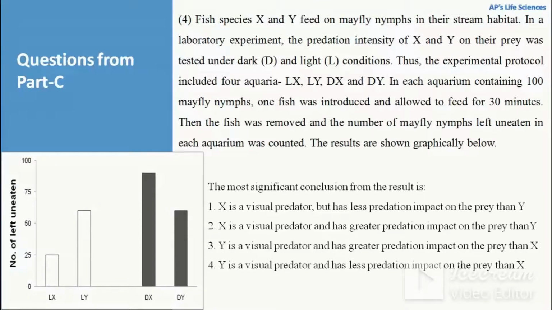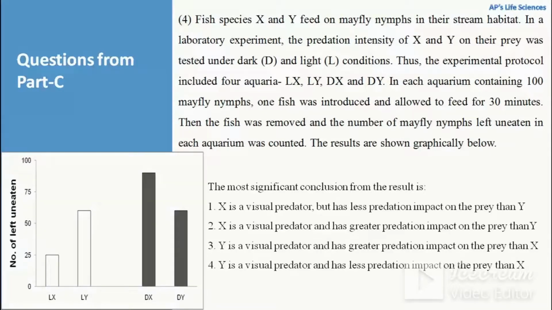So we can apply this understanding to the options. The first option: X is a visual predator but has less predation impact on the prey than Y. Yes, X is a visual predator because in the dark it is unable to predate on the prey, and hence the number left uneaten is higher. But the impact on prey is higher compared to Y, because in the light condition a high number of mayflies are eaten by X as compared to Y. So option 1 is not correct.